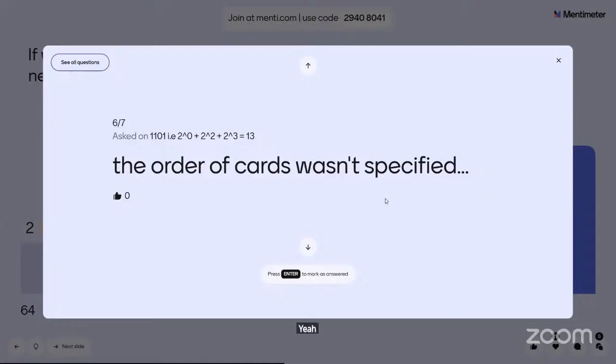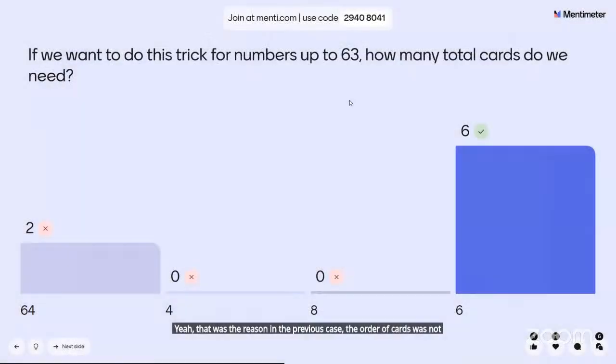Yeah, that was the reason in the previous case the order of cards was not specified. That was my fault. So the answer was 6 because 2 to the power 6 is 64. That means you need at least 6 bits to represent your numbers in the binary card trick. So you need 6 cards for that.